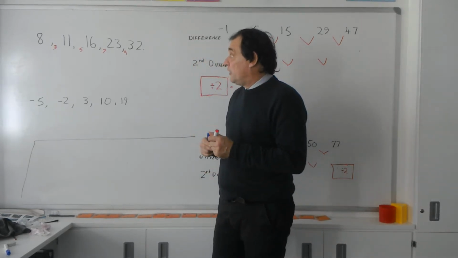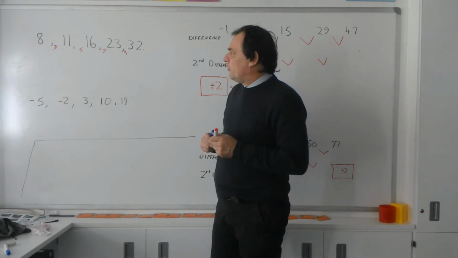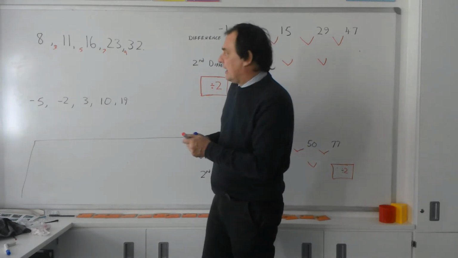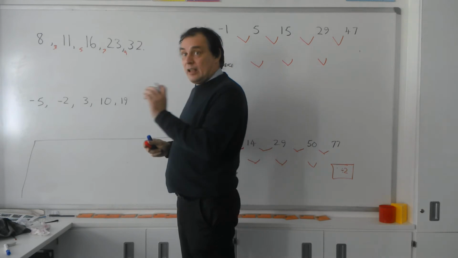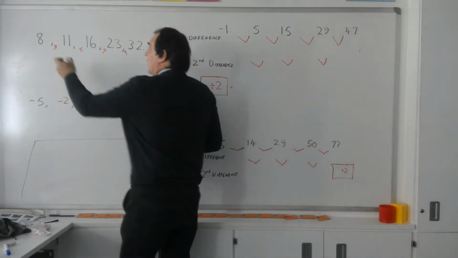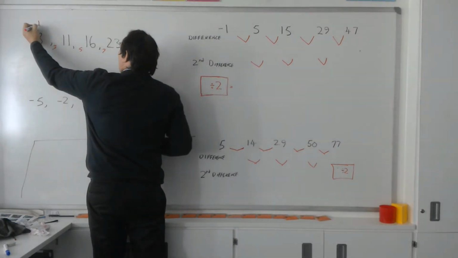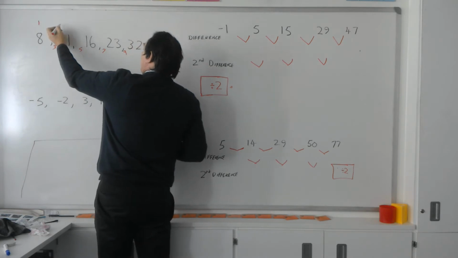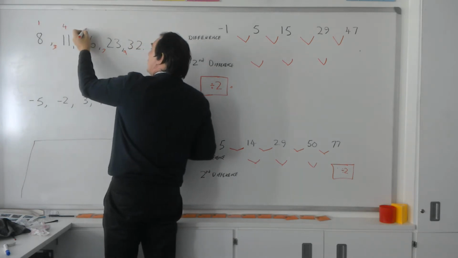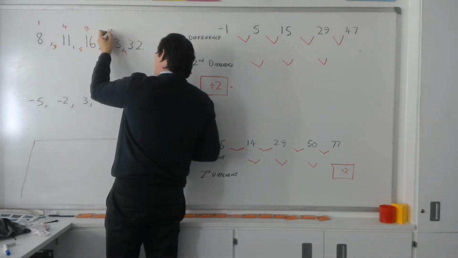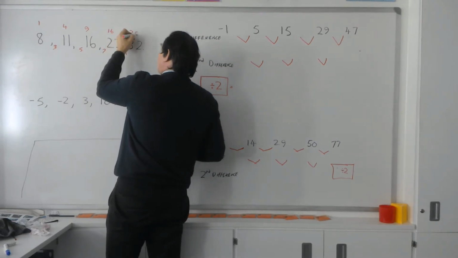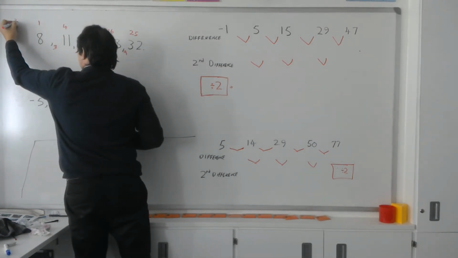Okay, a quadratic. So what I would always do first of all, when I've got a sequence like that, I'd write out my square numbers. So my first square number, 1 times 1 is 1. Second square number, 2 times 2 is 4, 9, 16 and 25. So that's n squared.